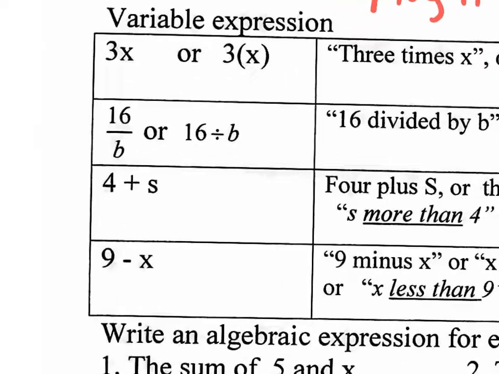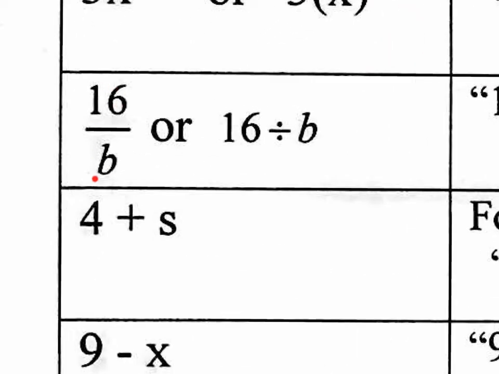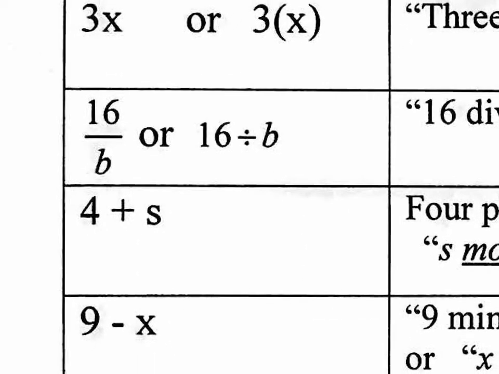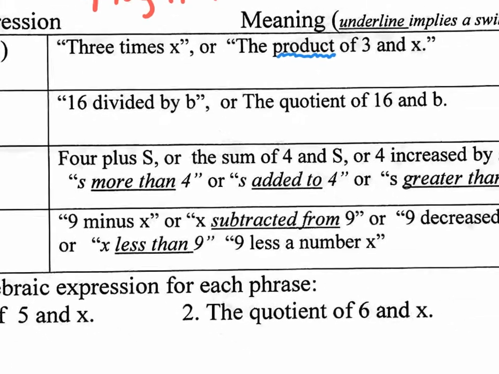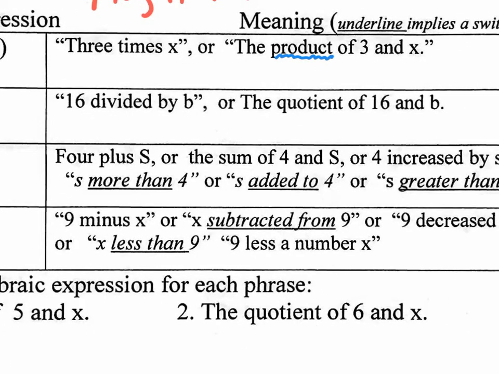Let's move on to division. Now, remember, division could come at you as a fraction because that fraction bar is really a division bar. This is saying 16 divided by b, or it could also mean 16 divided by b with the actual division sign. Okay, so either one of those is good. Not only that, sometimes we don't use the word divide. Sometimes we use the word quotient. If we look over here, it says 16 divided by b. We could also use the word quotient. The quotient of 16 and b, that's also the same thing as 16 divided by b.